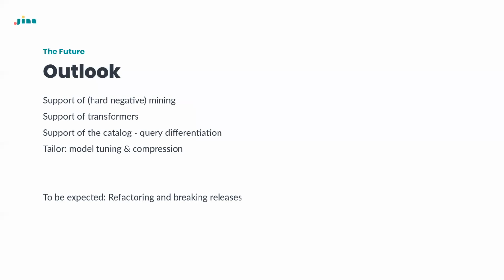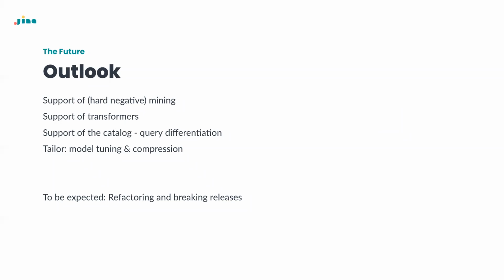After I showed you the three main parts, the tuner, the tailorer, and the labeler, now let's see what will most probably happen in the next weeks and what are the next features that you can wait for and be excited about. One is, as already mentioned before, we want to support hard negative mining. We also support transformers, because especially for text data, but also for image data, they're quite powerful. And in the medium term it is important that we definitely support them.